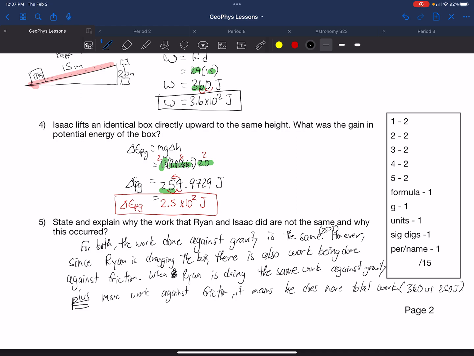That's how we put in our evidence with our claim, evidence, and reasoning. Our evidence is the number. However, since dragging the box, there's also work being done against friction, which we can figure out, because 250 plus the work against friction is 360. So the work against friction is 110 joules. So now we put in our evidence and reasoning as well.